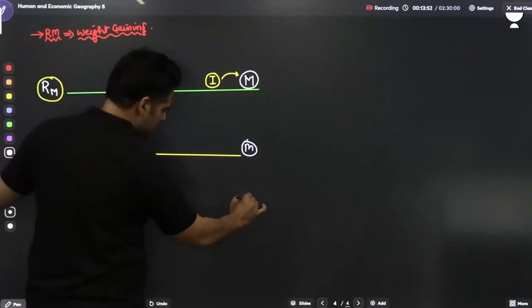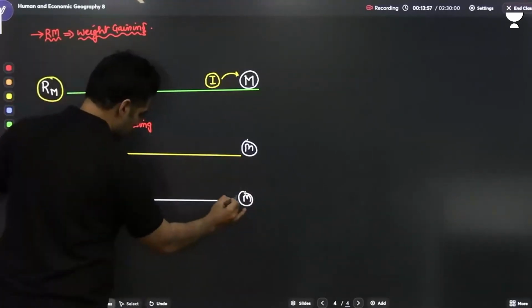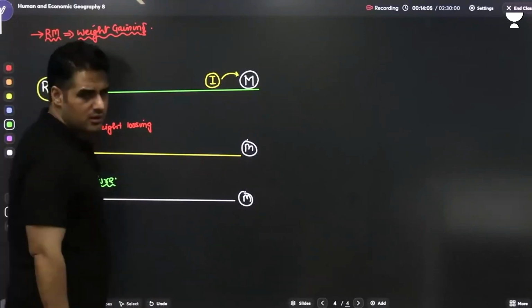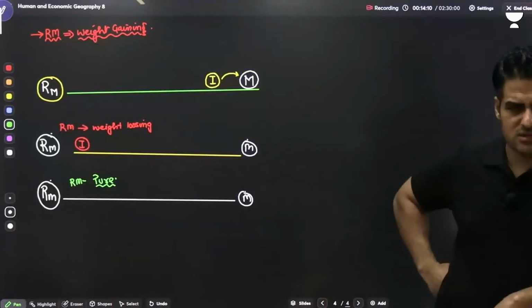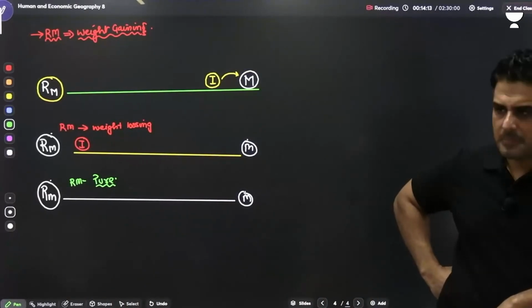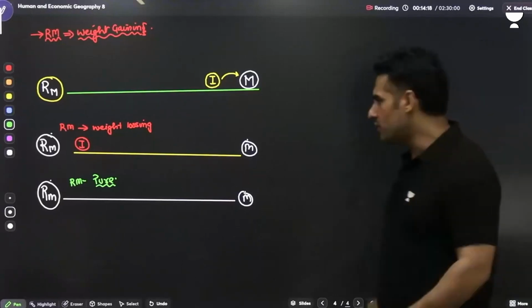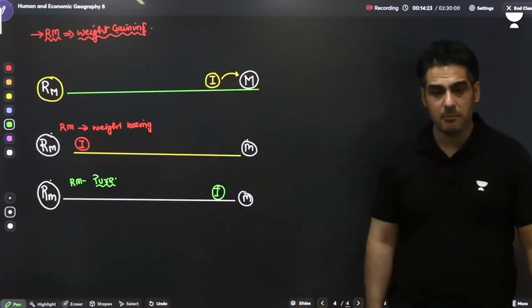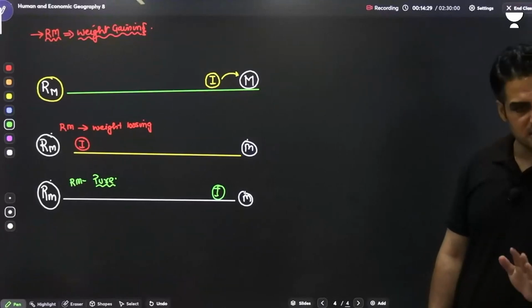Third, if I take into consideration raw material and market: if the raw material is pure, what do you mean by pure? Neither weight gaining nor weight losing. What is the best location for the industry? Anywhere, because transportation cost will be the same, but it is better to locate it close to the market. So what will be such type of industry? Market based industries. What will be such raw material? Market based raw material. Is this clear?